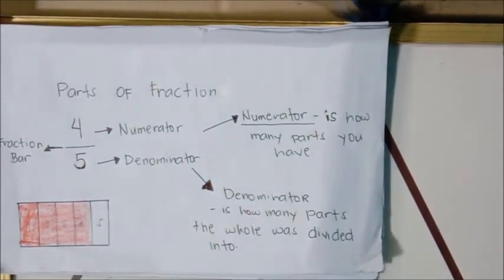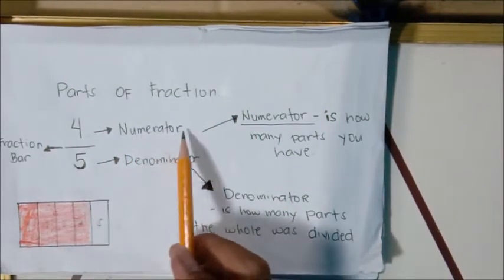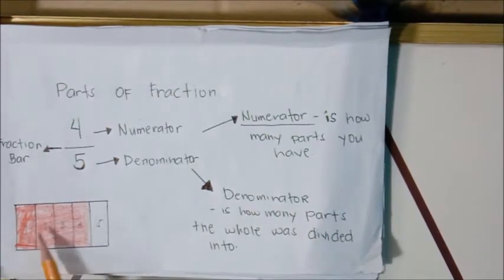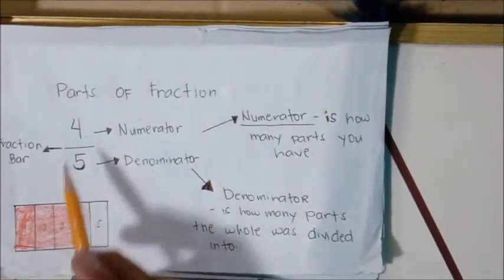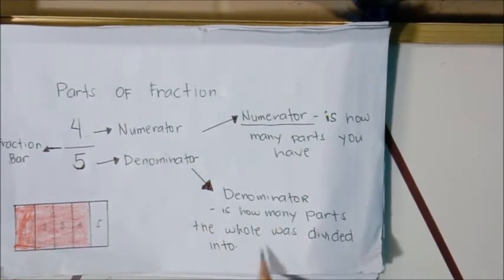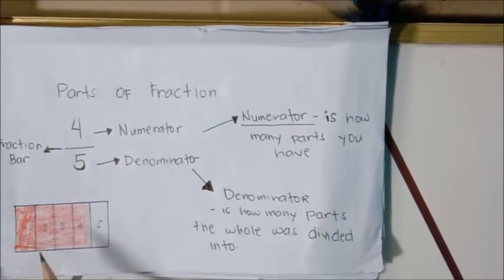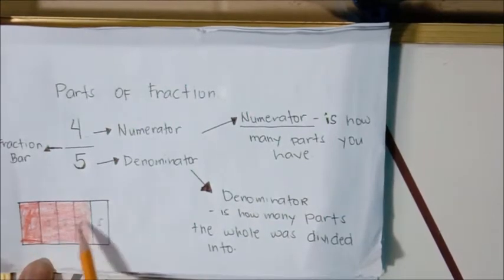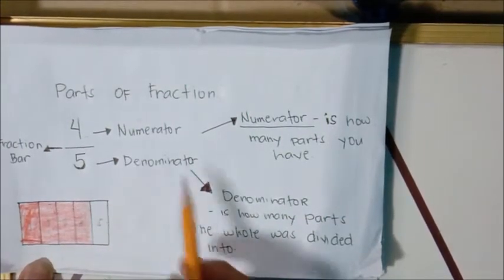So, our fraction is 4/5. Why? Because the numerator is how many parts you have. So, I have 4 parts. 1, 2, 3, 4. And then the denominator is how many parts the whole was divided into. Kung ilang parte daw po dinivide ang isang whole. So, the whole is divided into 5. 1, 2, 3, 4, 5 is called the denominator.